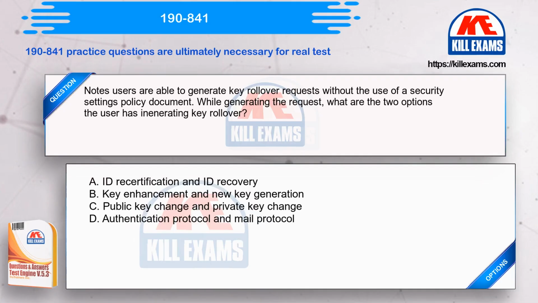Question notes: users are able to generate key rollover requests without the use of a security settings policy document. While generating the request, what are the two options the user has in generating key rollover? Option A. ID recertification and ID recovery. Option B. Key enhancement and new key generation. Option C. Public key change and private key change. Option D. Authentication protocol and mail protocol.